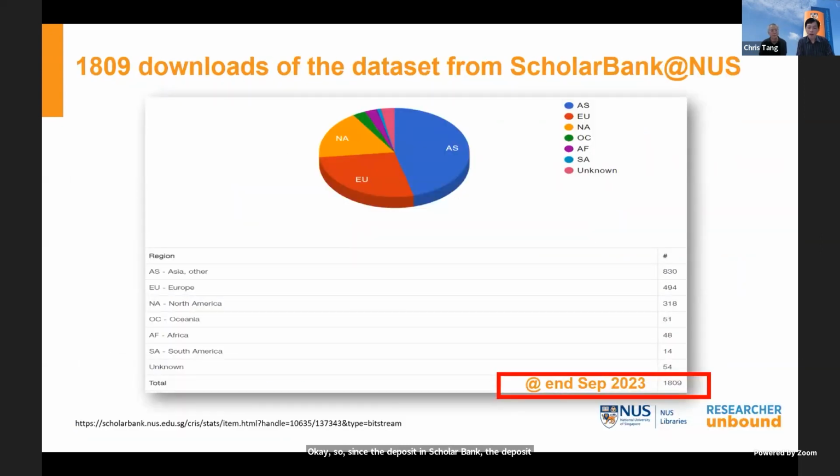Okay, so since the deposit of the dataset in Scholar Bank, we found that there's immense global interest in it. We already have over 1,800 downloads of the dataset as at October 2023. You can see from geographic region that there is research interest not only in Asia and Singapore, but even in Europe and also North America. What do you make of the interest in this dataset?